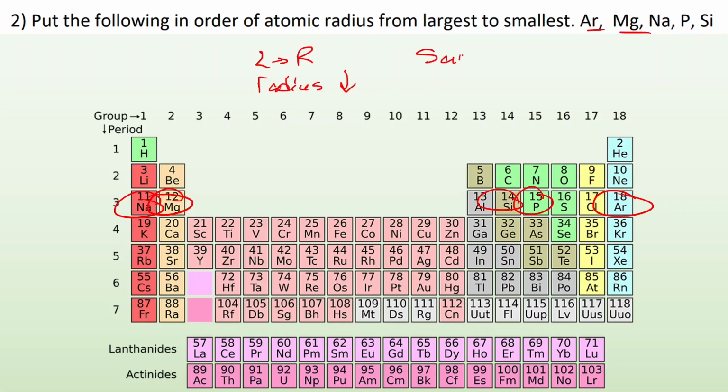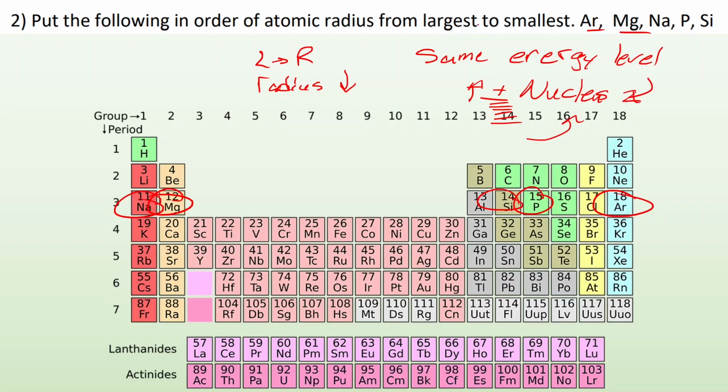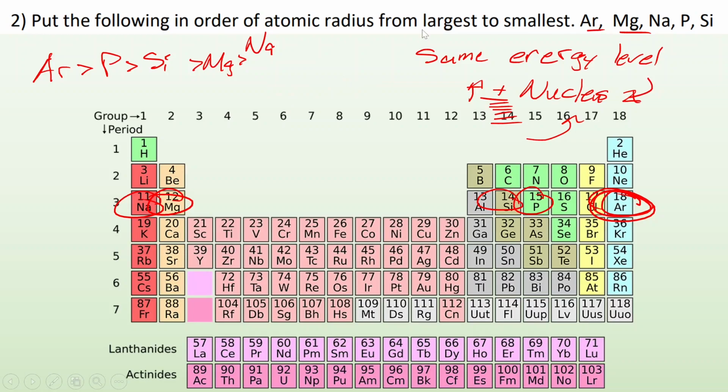Because we have the same energy level, but we are increasing the positive charge in the nucleus. So there's the same amount of shielding, but the nucleus is becoming more and more positive, which is pulling those electrons in closer to the nucleus. So if we want from largest to smallest, the largest one's going to be the one on the right. So we're going to go argon is larger than phosphorus, which is larger than silicon, which is larger than magnesium, which is larger than sodium, right? So that would be the order from largest to smallest.